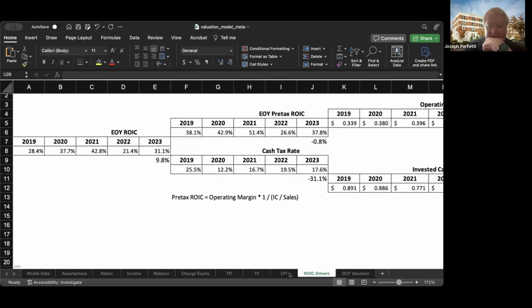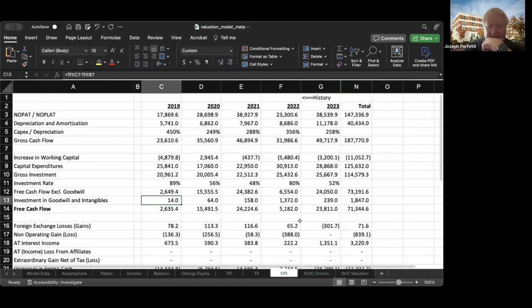All right, let's go over their CFI. So looking at Meta's CFI, again, remember we're going to talk about all 4 sections. So the first section we want to start with is free cash flow. And we'll start right here with this number, which is over 5 years, Meta generated 71.345 billion of positive free cash flow.